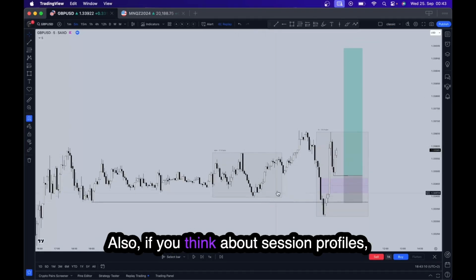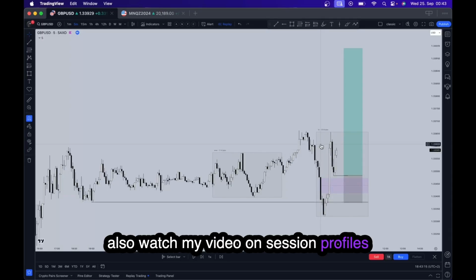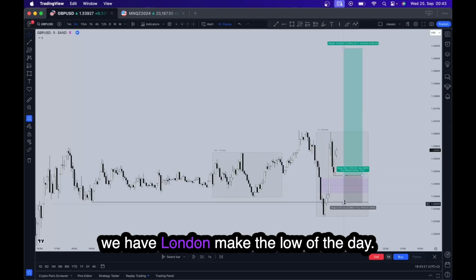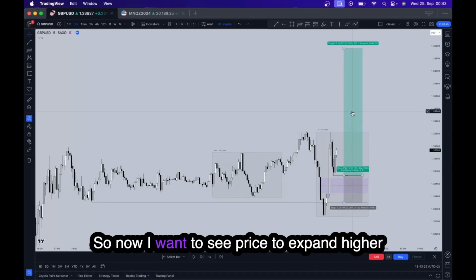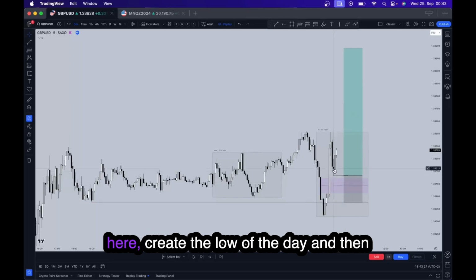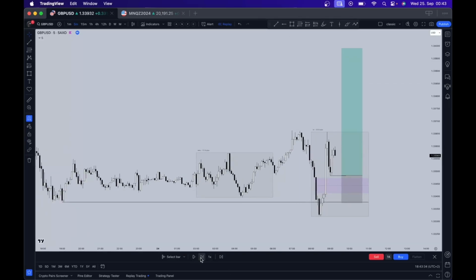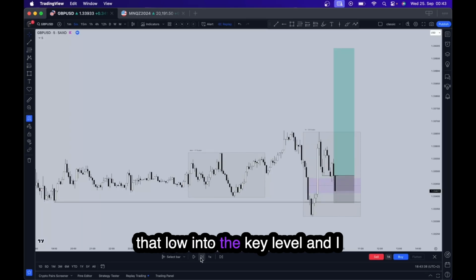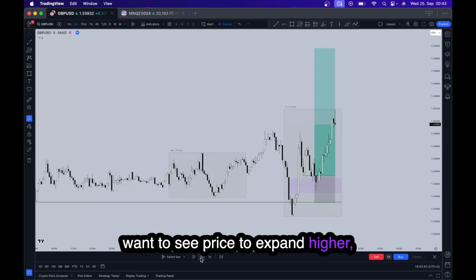Also, if you think about session profiles, also watch my video on session profiles if you want to know more about that. Here we have London making the low of the day, so we have a potential London reversal setup here. So now I want to see price expand higher here, create a low of the day, and then in New York ideally a continuation profile. And you can see here we sweep that low into the key level, and now I want to see price to expand higher.